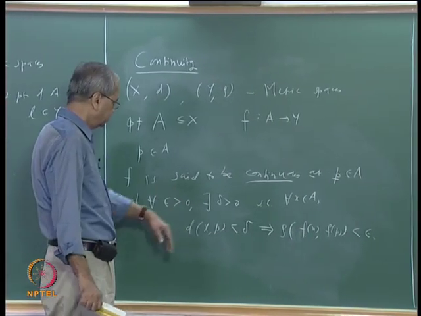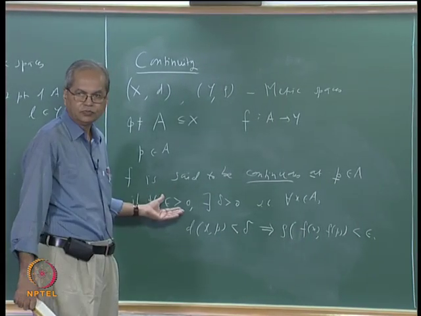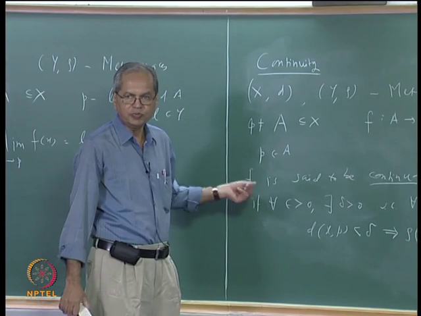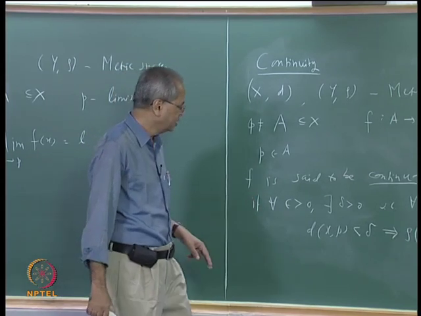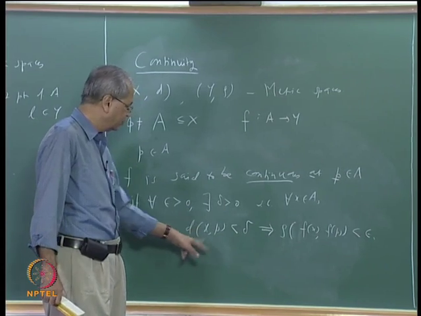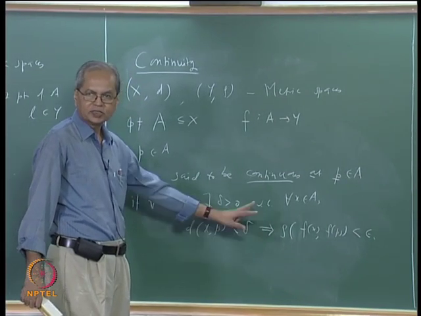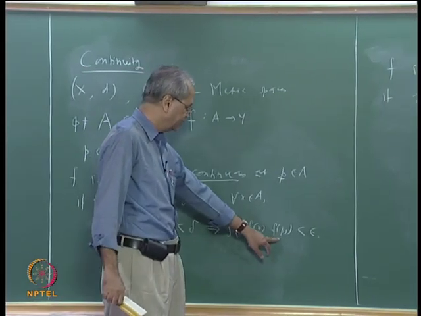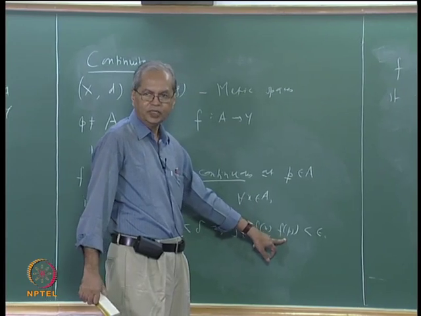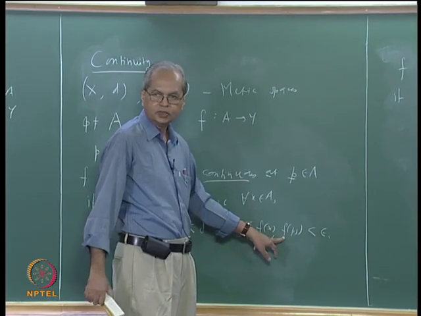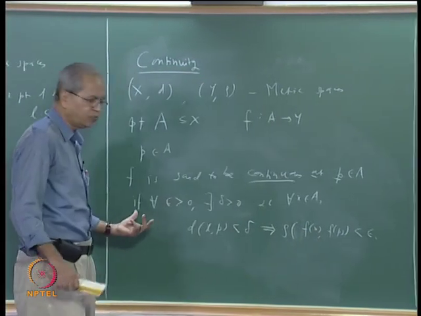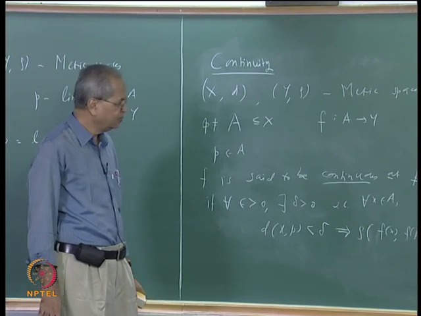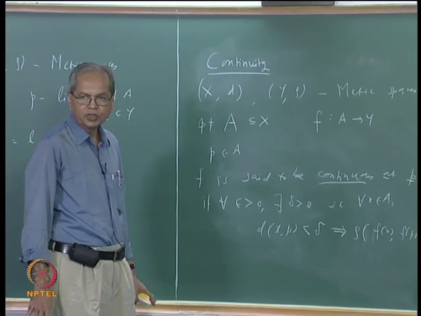Secondly, once p belongs to A, p may or may not be a limit point. But suppose p is a limit point. Then you can say that continuity is the same as saying that the limit of f(x) as x tends to p is f(p), because after all this is the definition of limit. If I take f(p) as L, it will mean that the limit of f(x) as x tends to p is equal to L. So if p is a limit point, then saying that the function is continuous at p is the same as saying that the limit of f(x) as x tends to p is equal to f(p).